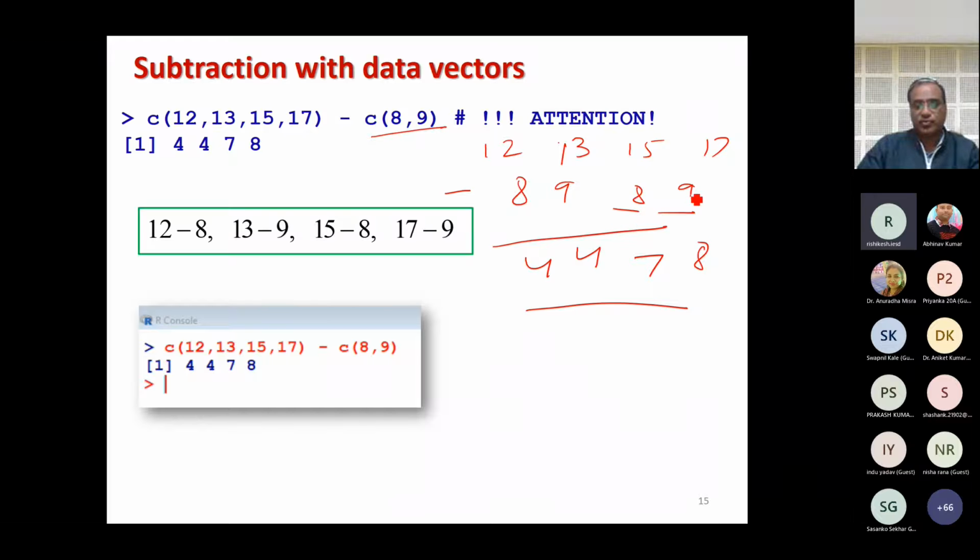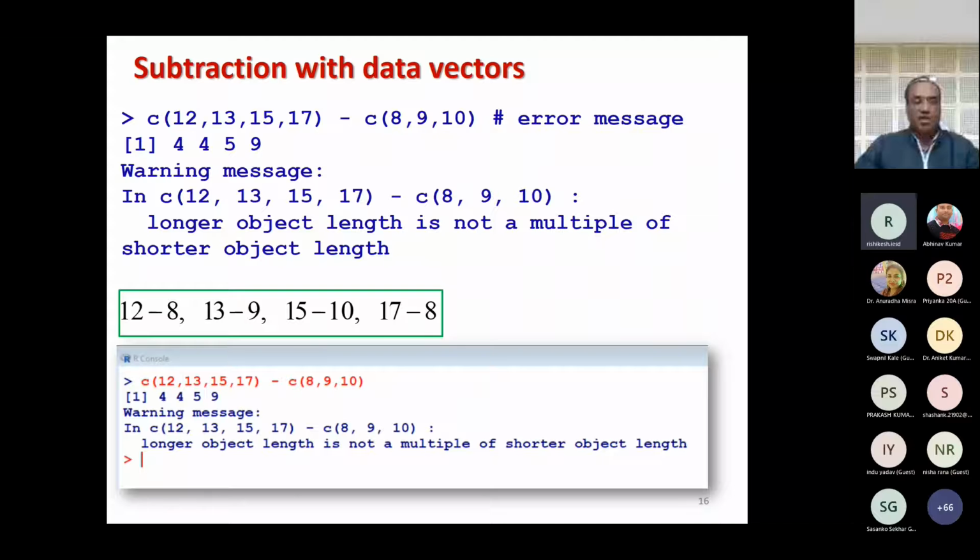Right, so that is the screenshot. You can be confident that if you try it, you will get the same outcome here also.